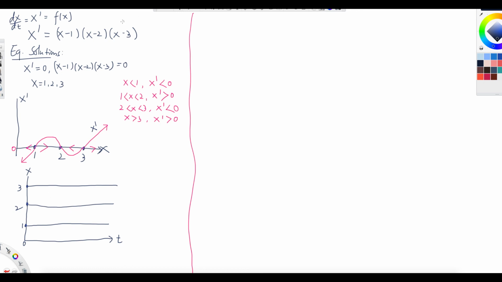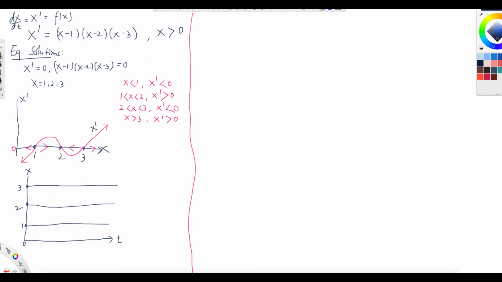So the initial condition means where the graph starts, right? If the graph starts at 1, 2, and 3, the solution will be horizontal lines. If the graph starts between 0 and 1, or less than 1, I would say, or let's say x is positive, meaning all the values of x you need to consider are greater than 0.